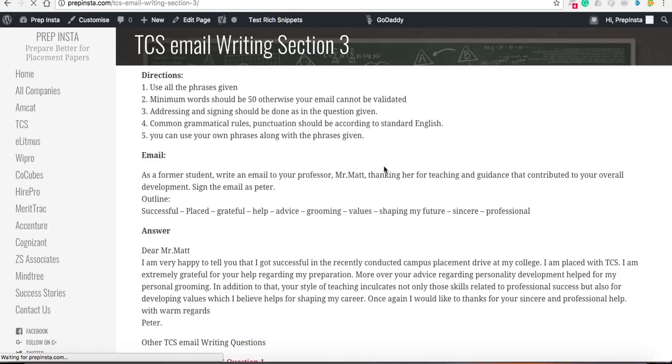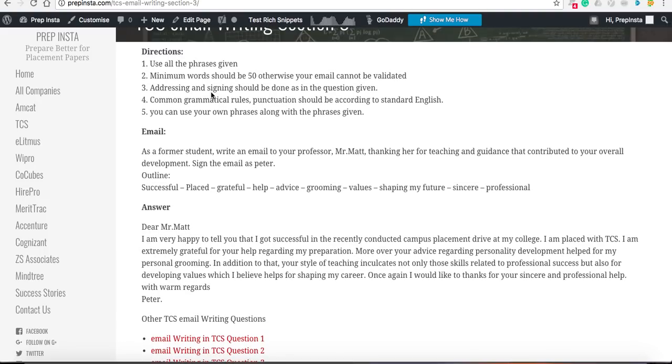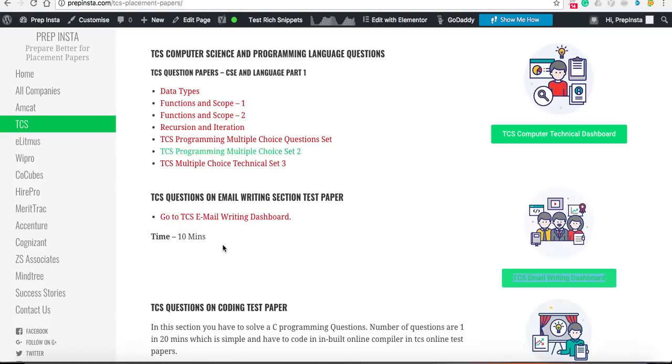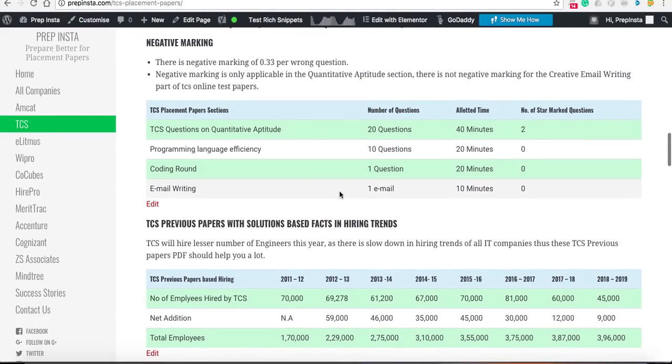Everything related to TCS is already on their website. You're given some outlines of words that you should be using. That is very mandatory. If you forget to use any of those keywords, I guess they will cut down some points in the TCS paper, right? Minimum is 50 words that you have to write. Grammatical mistakes are very important. Don't make any grammatical mistakes or spelling errors because that is very noticeable.